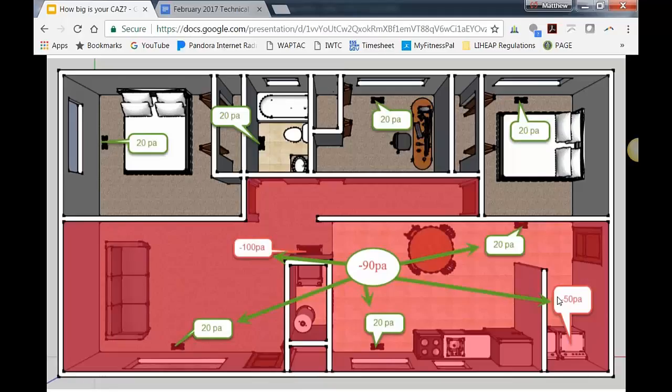Another key point is how connected those bedrooms are to the outdoors. Because once you isolate those supplies in the bedroom from the return, you're now going to blow all that supply air. So let's just take, for example, that the bedroom on the left is very connected to the outdoors through some kind of big hole in the wall.